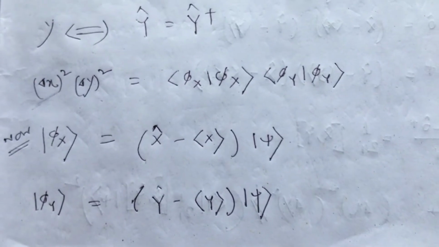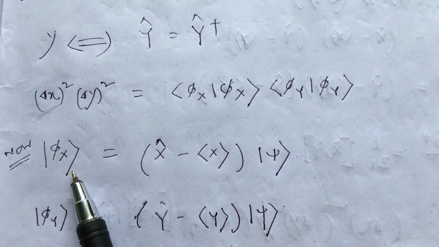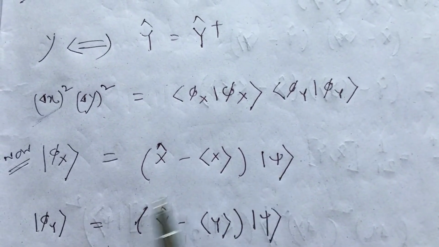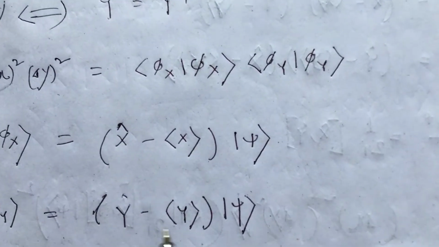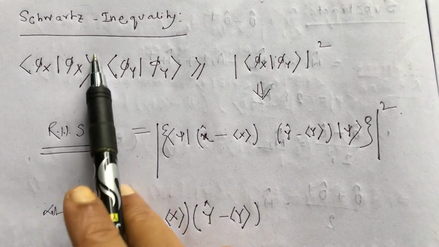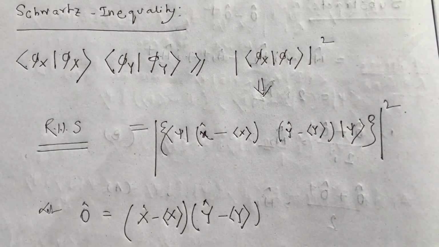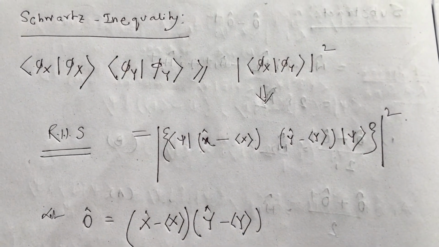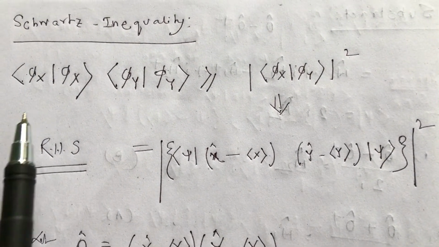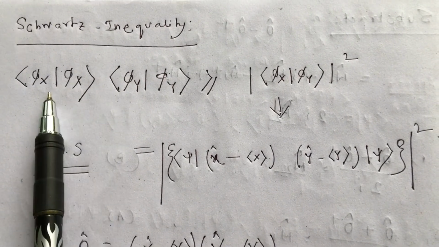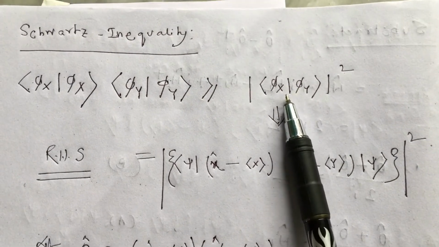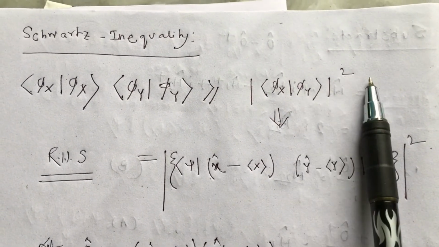So here phi x can be written as x minus x expectation into psi, and phi y can be defined as y operator minus y expectation into psi. Let's use the Schwarz inequality. Schwarz inequality we have already discussed in my first video lectures of this operator series. And Schwarz inequality tells us that the length of phi x and length of phi y, their product must be greater or equal to the scalar product of phi x and phi y, their mod square.